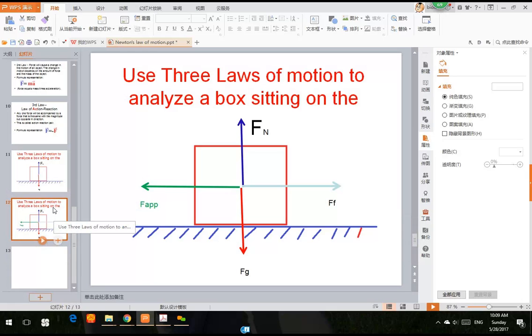So now, which law could be applied here? Yes, still the first law of motion, the law of inertia, right? Because the net force is still 0.